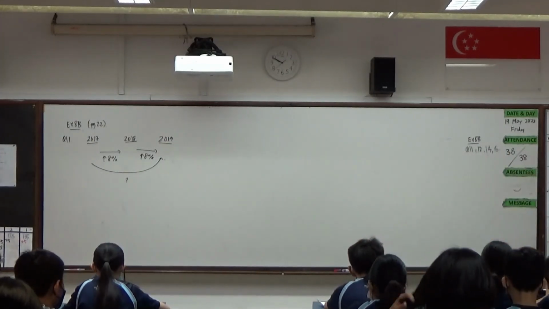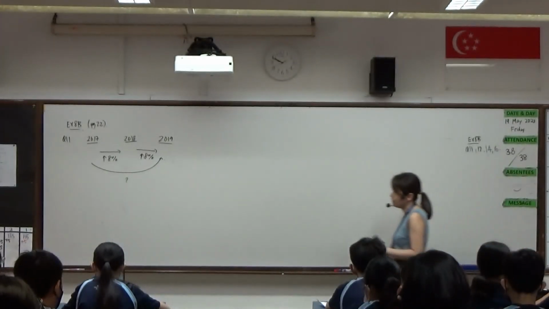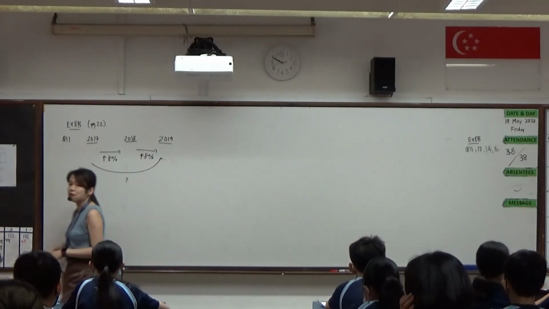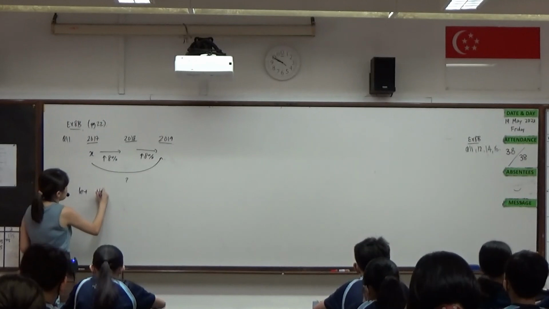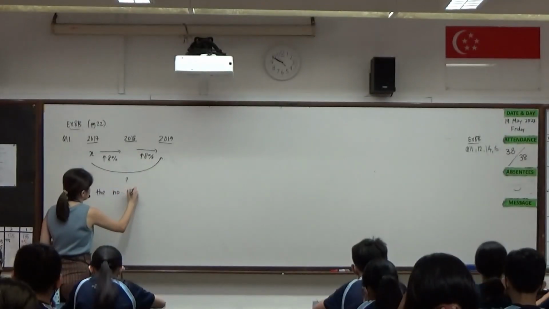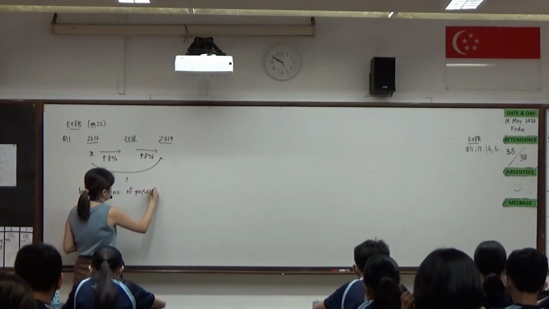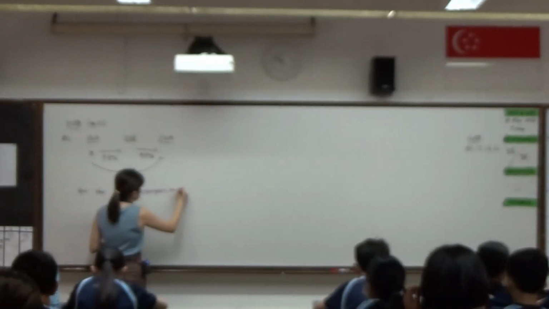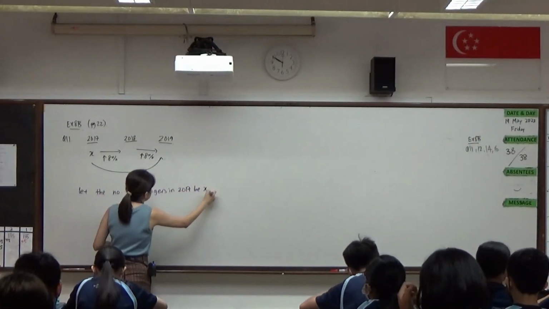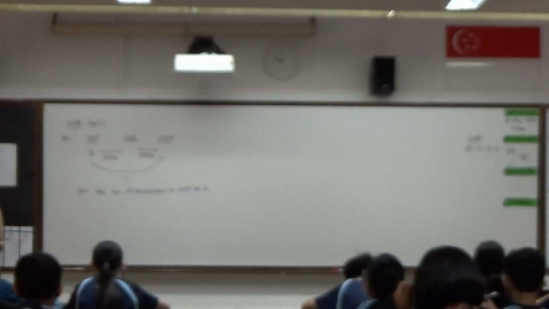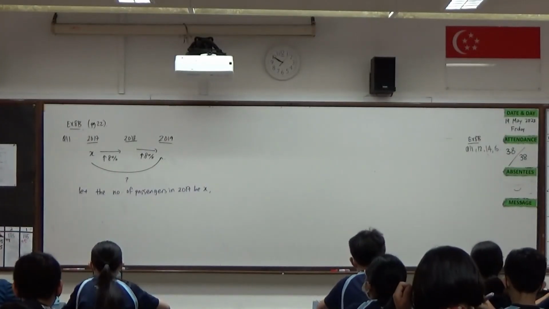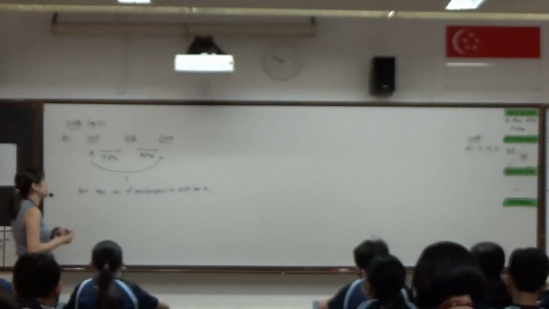What we could do is to give an artificial number, but we don't anyhow give a random number. Let's go in a generic manner. We can do x. So we can let the number of passengers in 2017 be x, so that we can work out using our formula based on our understanding.